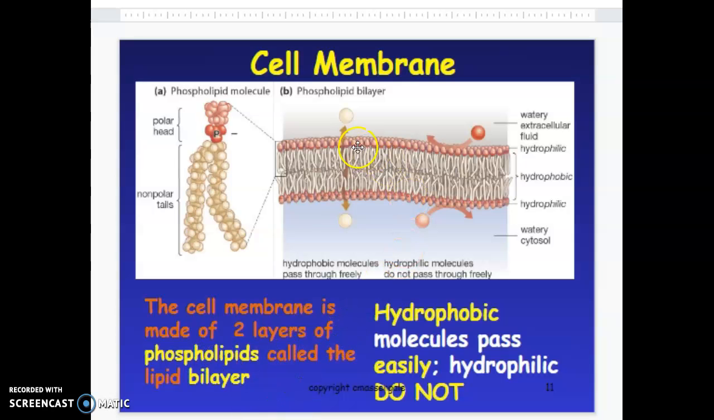Like I just said, it is 2 layers. And we call it a lipid bilayer because we know that the tails are lipids. Now, if it is a hydrophobic molecule, it can pass easily through this phospholipid membrane. If it's hydrophilic, it does not cross. So pretty much if it is soluble in fats, it can cross through the cell membrane. If it's soluble in water, it cannot pass through, and it has to use those proteins to help it pass through the cell membrane.